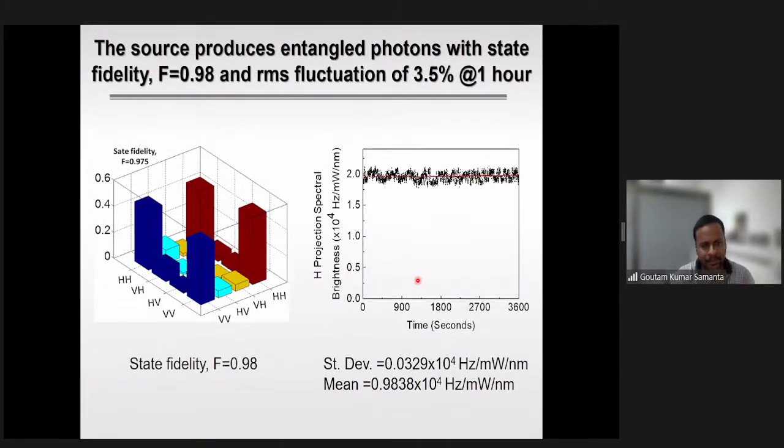Then we do the state fidelity using this data, and the state fidelity is something around 98%, almost close to 1. And since we are dealing with this system in a Sagnac loop, and the Sagnac interferometer is a stable interferometer, we see a very stable single photon or entangled photon rate, which is recorded over 6 minutes or so. So you have a very good stable photon source. That is what we see.